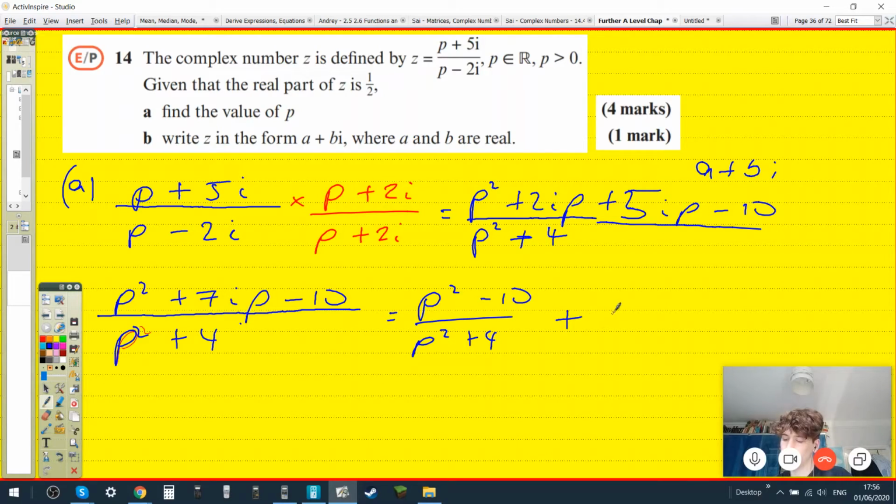And then plus the bit that is not real, the imaginary bit, 7p over p squared plus 4, i.